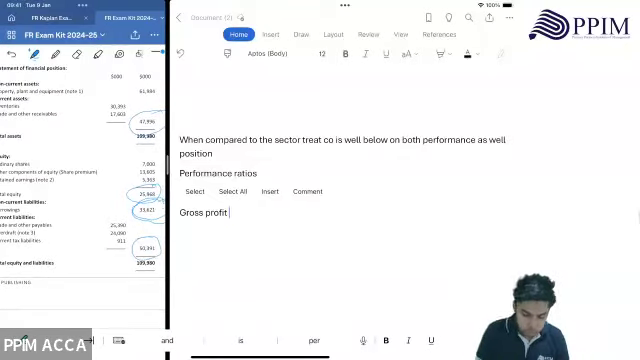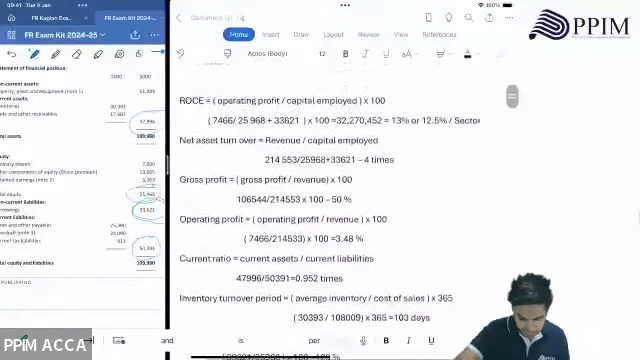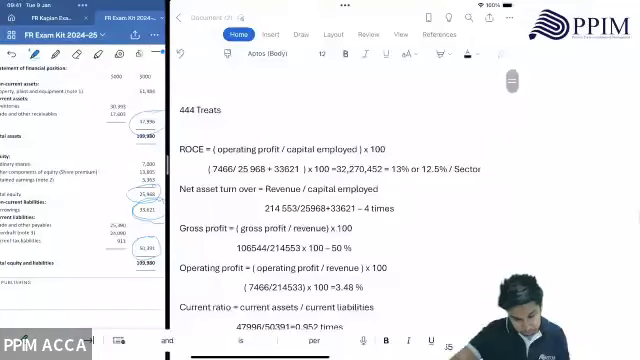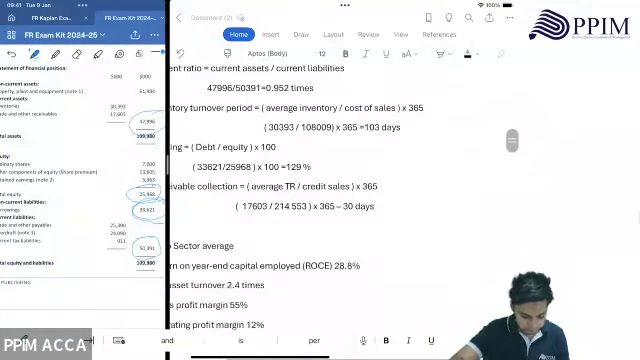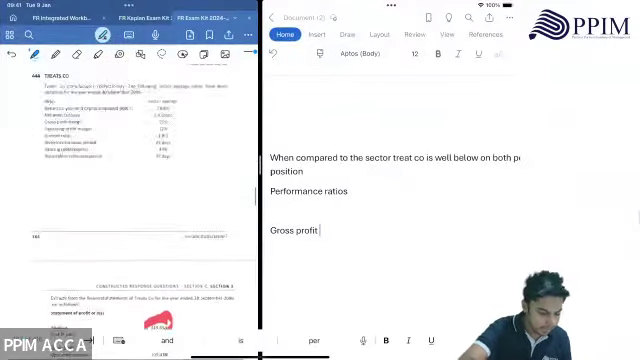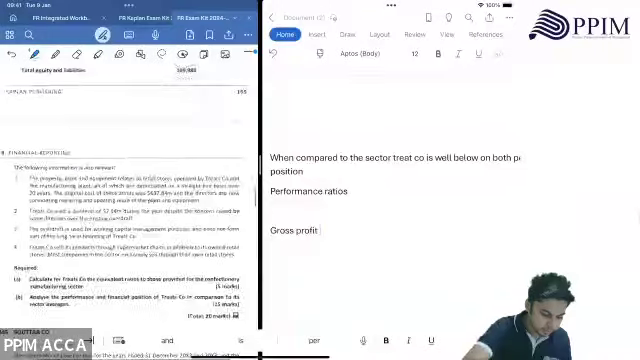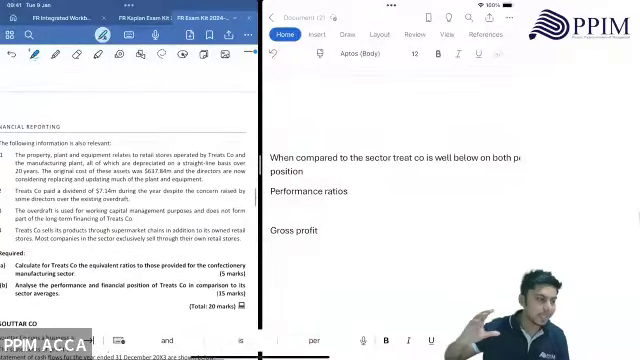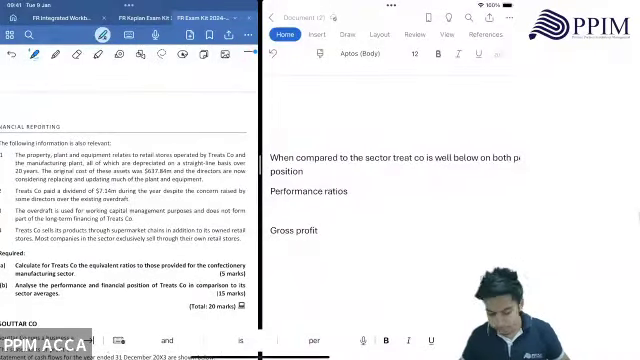Right. Now guys, gross profit. How much are we? We are 13, and the sector is 28. Okay, guys, can you quickly tell me why the sector has a bigger gross profit margin than us?